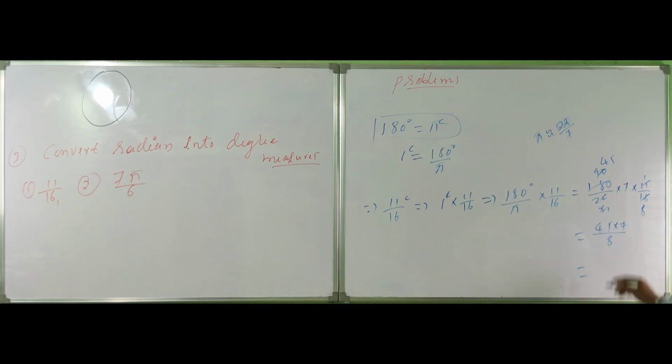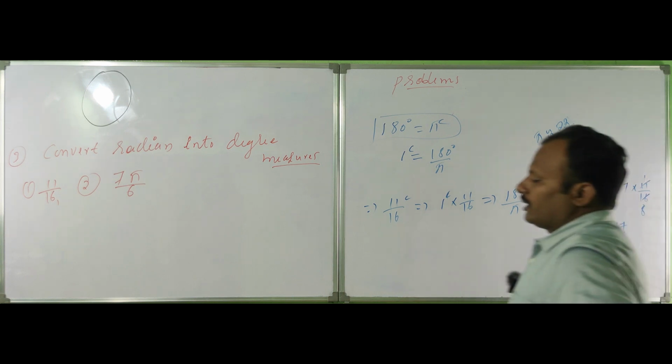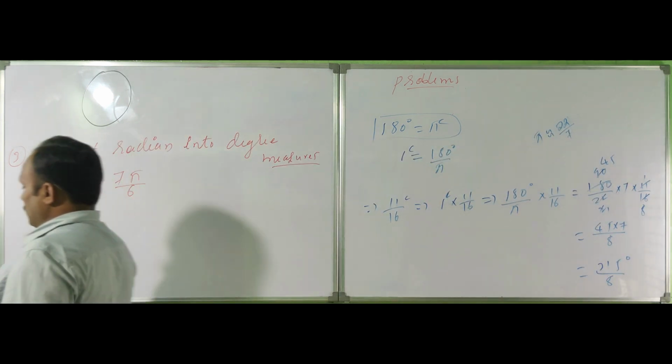This becomes 7 fives are 35, 5 and 3 carry forward. 7 into 4 is 28, plus 3 is 31. So 315/8 degree.